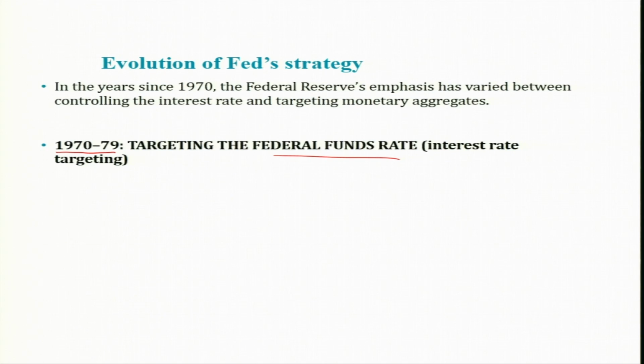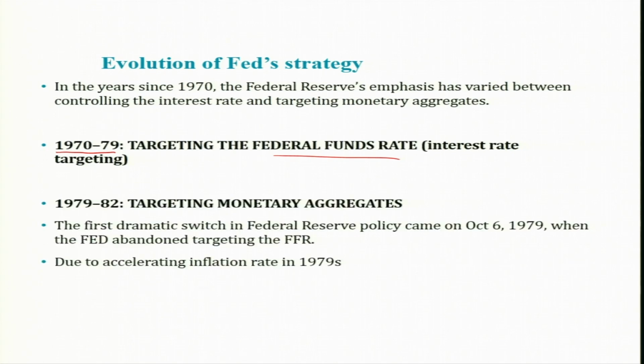In the period from 1979 to 82, there was the first dramatic switch in Federal Reserve policy, by targeting monetary aggregates. The dramatic switch came on October 6, 1979, when the Fed abandoned targeting the Fed funds rate. The main reason was the accelerating inflation rate in 1979. By abandoning the Fed funds rate, it adopted a strategy of directly controlling bank reserves to increase its ability to hit target ranges for growth in monetary aggregates, especially M1 and M2.